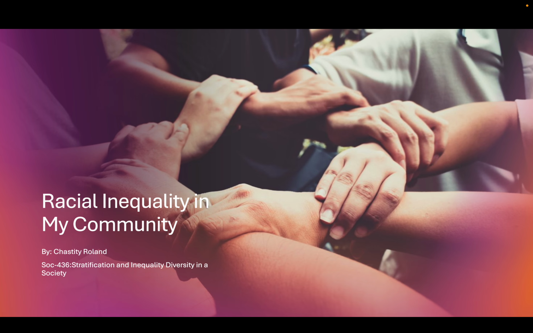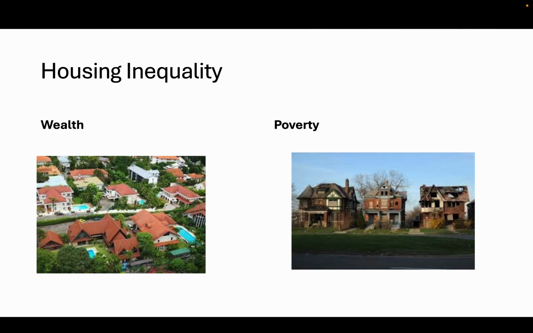Even though we often think of inequality in terms of income, race shapes social class and access to resources. For my research, I took three pictures to represent how racial inequality appears in everyday life, such as housing, education, and community spaces.